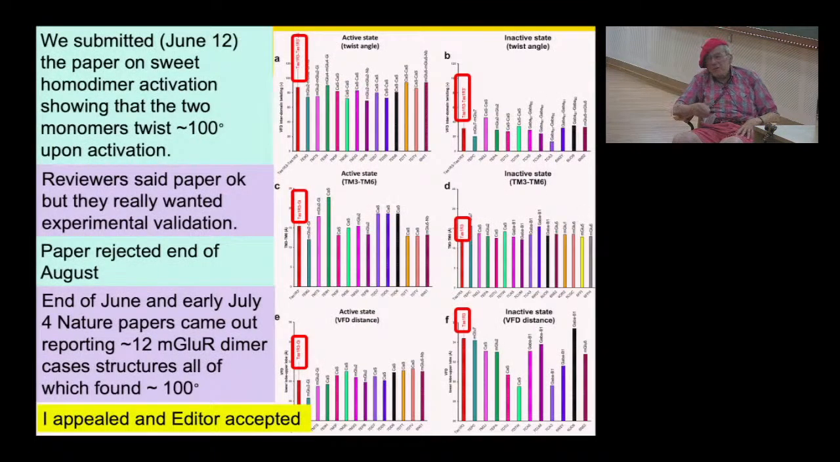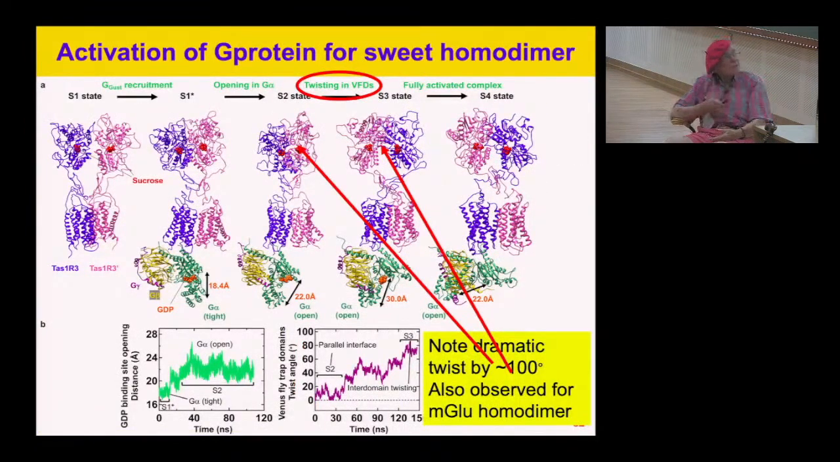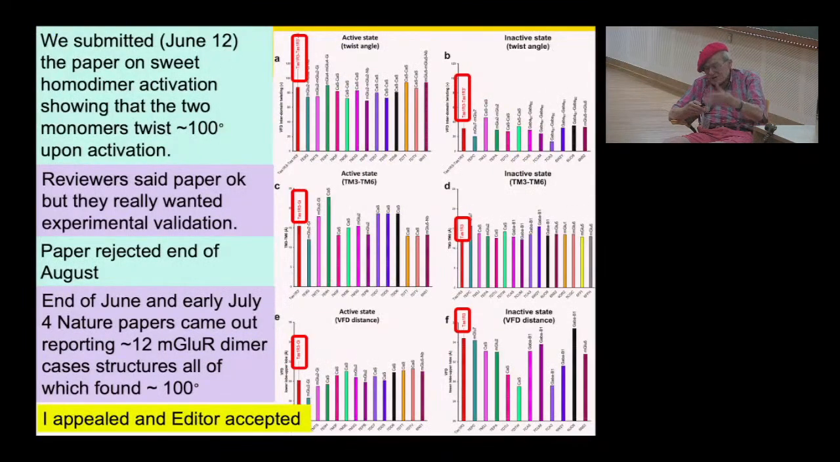And we submitted a paper to JACS reporting it. And reviewers had a lot of complaints. They wanted longer dynamics and all these sorts of things. We answered all those questions. They still weren't happy because there was no experimental evidence showing that it worked this way. That is, that you had the sucrose and the G protein came in, causing this twisting motion. So it got rejected.